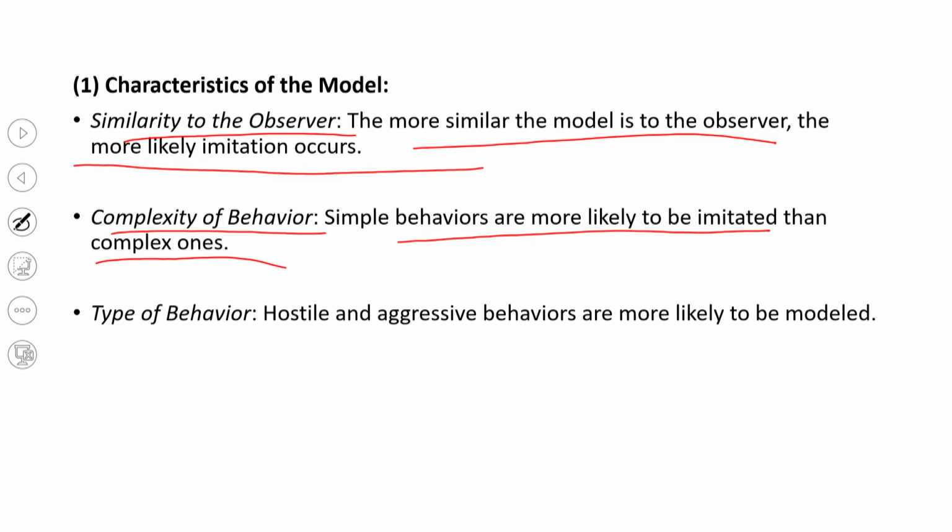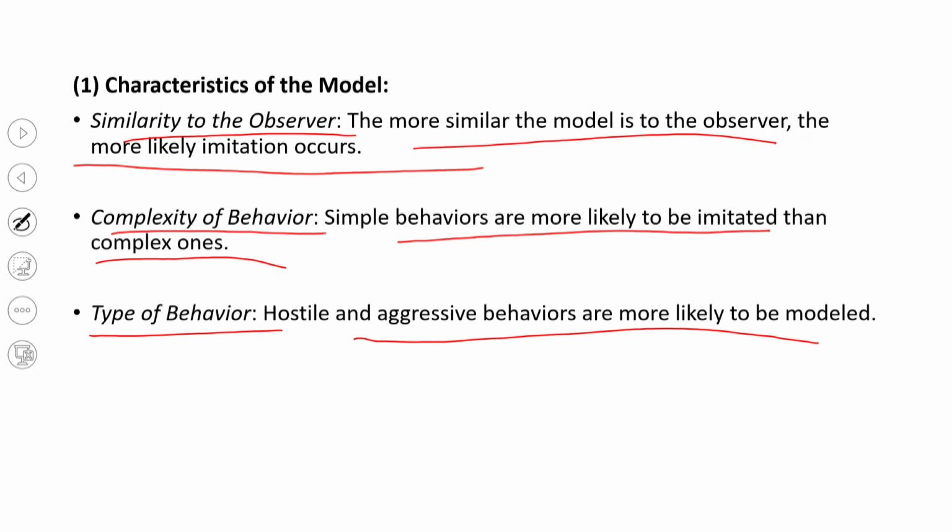Obviously, people will not be able to immediately catch it through observing, it may take time and so on, but simple action one can imitate very easily. Then also it depends on the type of behavior shown by the model. Hostile and aggressive behaviors are more likely to be modeled. So, this is a very dangerous thing that research shows.